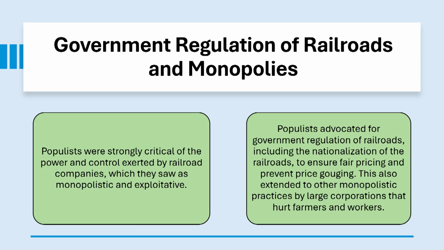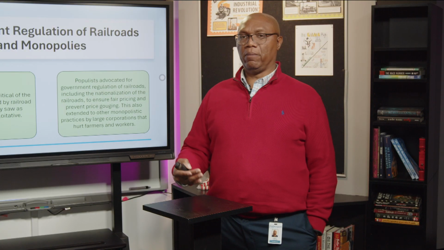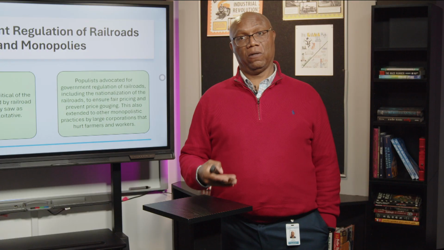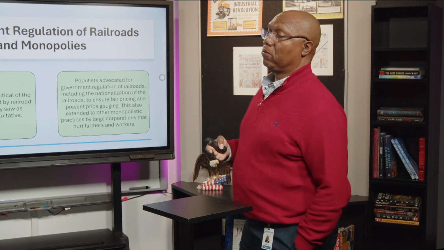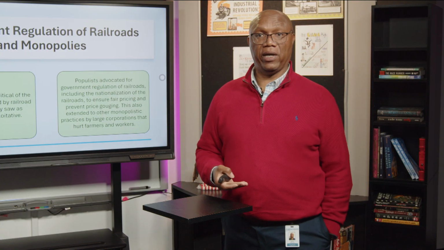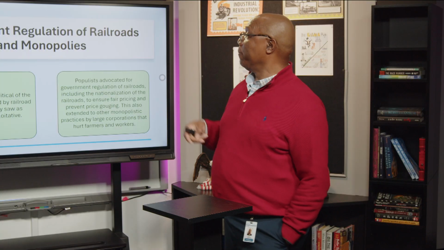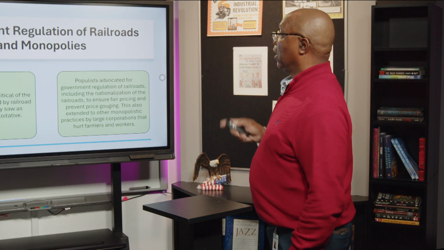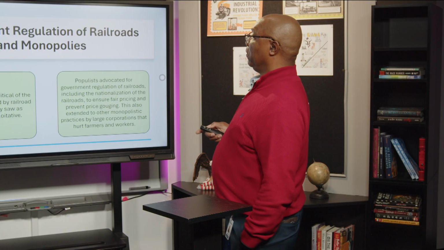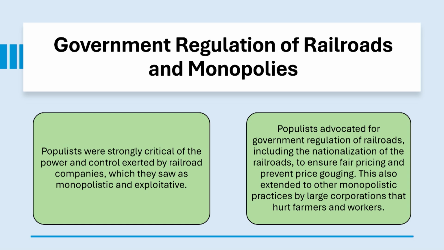One of the problems that farmers also believed is that they were at the mercy of big businesses, especially big railroad companies. What these big railroad companies would do is charge unfair rates, in their mind, unfair rates. Populists were strongly critical of power and control exerted by railroad companies, which they saw as monopolistic and exploitative. Populists advocated for government regulation of the railroads, including the nationalization of the railroads.